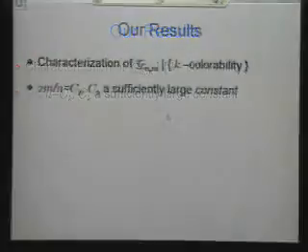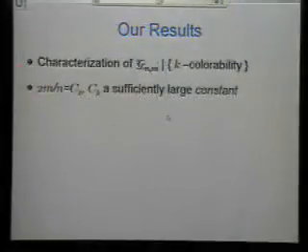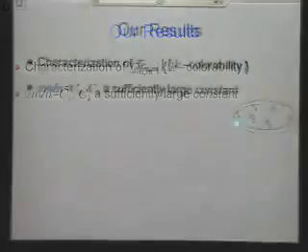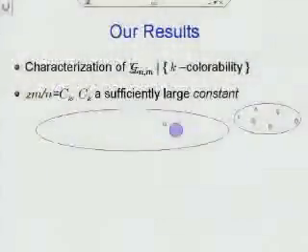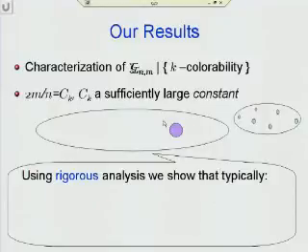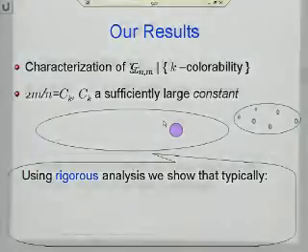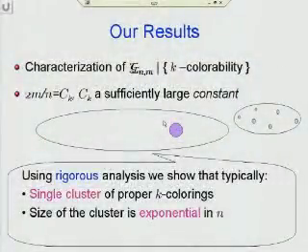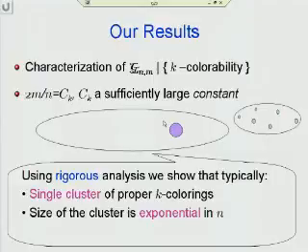analysis. And we do it, as I said, for graphs where the average degree is some constant above the threshold. If this was the conjectured picture below the threshold, we prove that random k-colorable graphs with average degree above the threshold have this structure. And this we show rigorously. So there is only a single cluster of proper k-colorings. You would think of the average degree as constant. And the size of the cluster is exponential in n.